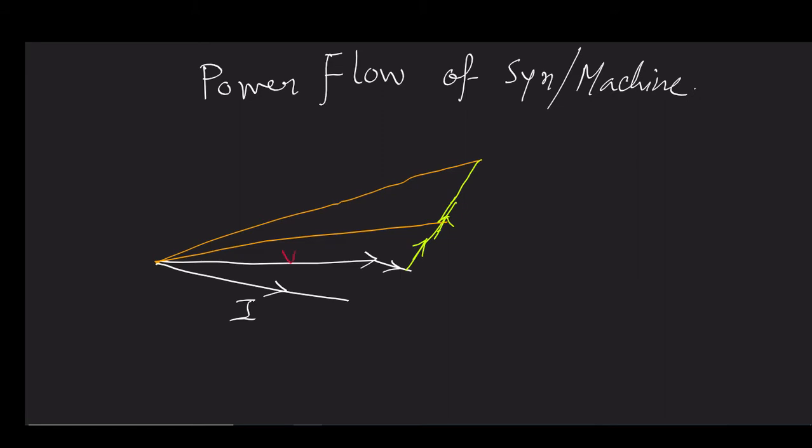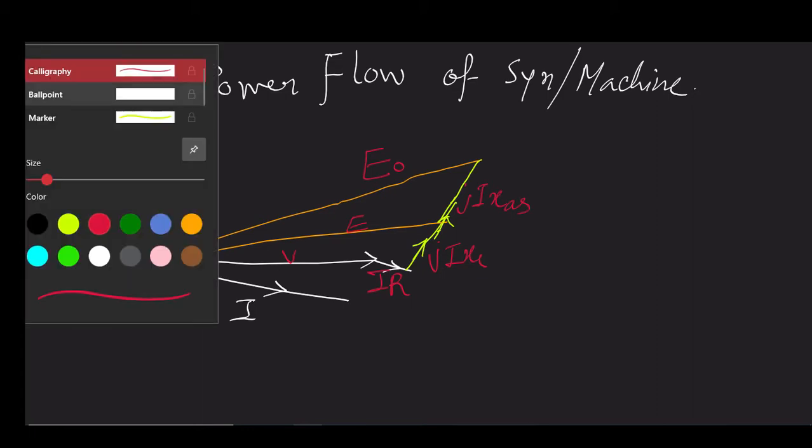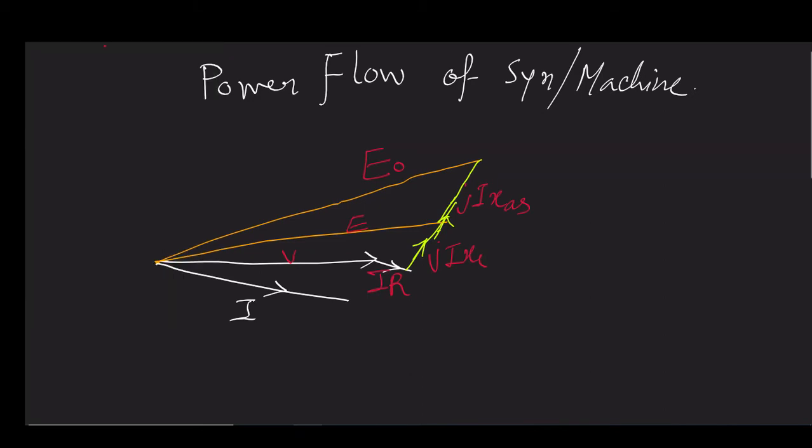This is our V, E and E naught. I'm doing it for a cylindrical rotor machine. This is IR, this is jIXL, jIXAS. Okay, so now let us draw the MMF. It will be 90 degree with E, that will be FR.